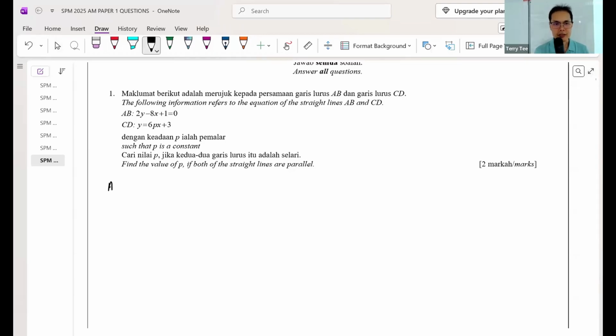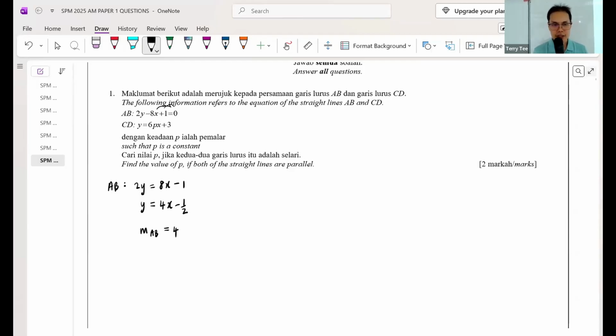So what is the gradient of straight line AB? We change this to y equals mx plus c. You bring it over, 2y is 8x minus 1. Starting from AB, I just throw this to the right hand side. Divide everybody by 2. 8 divided by 2 is 4. Negative 1 divided by 2 is negative 1 over 2. So what is the gradient of straight line AB? Now you don't have to write the subscript AB, but I like to write it to indicate that it's the gradient of AB. So your gradient of AB is 4.